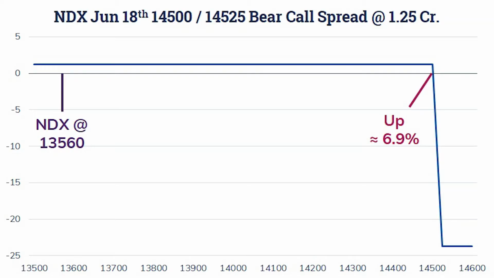So first, yesterday morning with the NASDAQ 100, just after the open at 13,560, somebody came in and sold the June 14,500 calls and purchased the 14,525 calls. They took in a credit of $1.25 on this trade. And this trade works out as long as the NASDAQ 100 is not above 14,500 at June standard expiration. That's a nice 6.9% buffer.